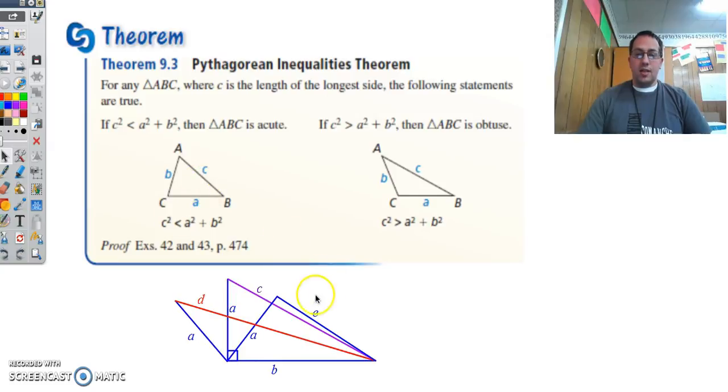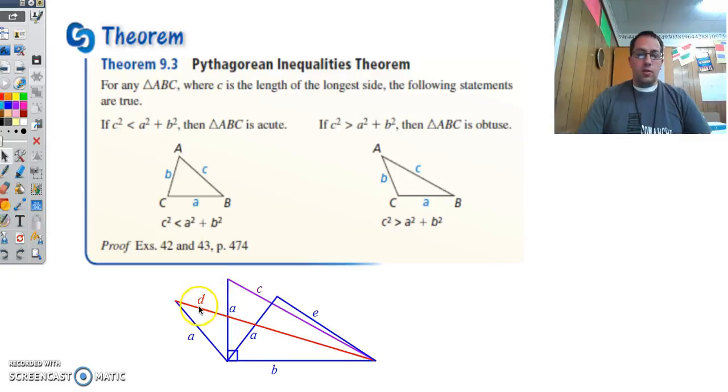If c squared is less than that, well, what that means is this long side isn't long enough to reach over here and make a right triangle. So it's too short. And so your angle is going to be smaller. Right? So it's an acute.